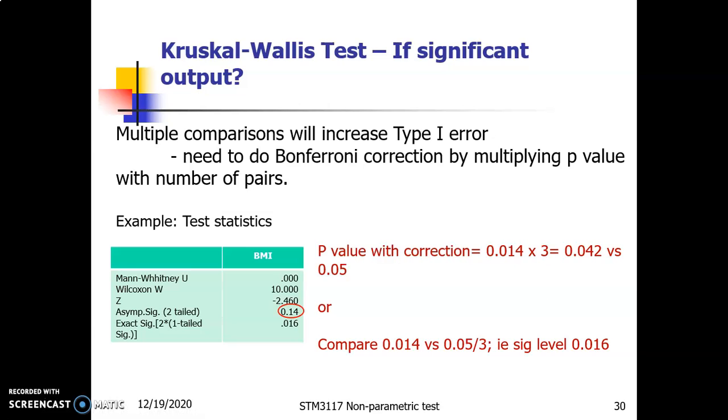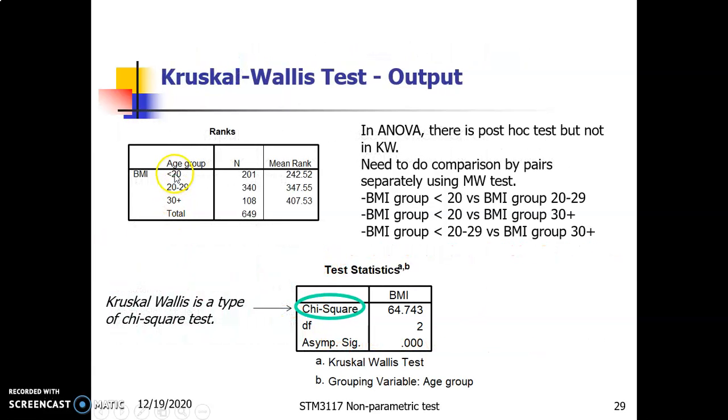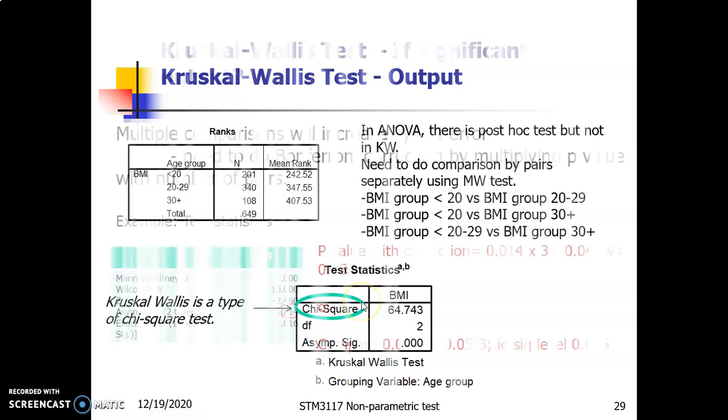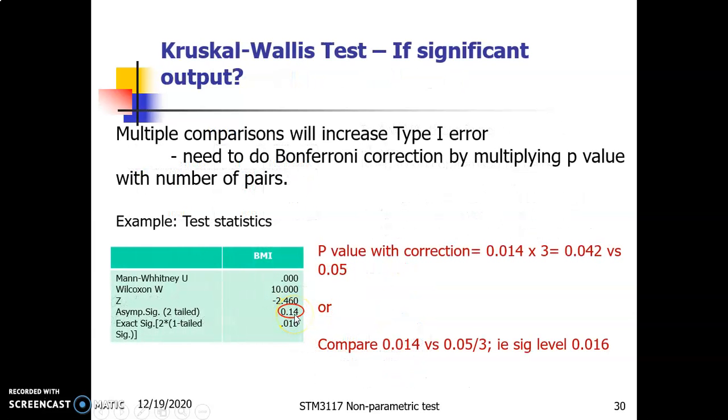For example, when you compare BMI less than 20 with 20 to 29, you run the Mann-Whitney, and then you get the p-value, for example 0.14. You multiply it by 3, and then you compare it with 0.05. Why do we multiply it by 3? Because there are 3 groups, right? This is done to reduce the type 1 error. Or you can also compare the p-value with 0.05 divided by 3, so the significance level is 0.016. It's either of both. Okay.